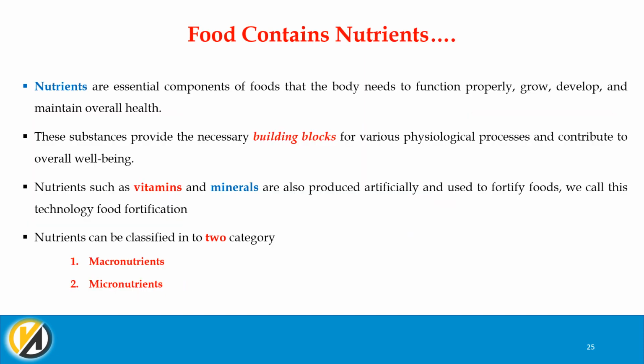Food also contains nutrients. What do we mean by nutrients? Nutrients are essential components of food that the body needs to function properly, grow, develop, and maintain overall health. These substances provide the necessary building blocks for various physiological processes and contribute to overall well-being. Nutrients such as vitamins and minerals are also produced artificially and used to fortify foods. We call this technology food fortification. It means that nutrients also come from artificially produced items.